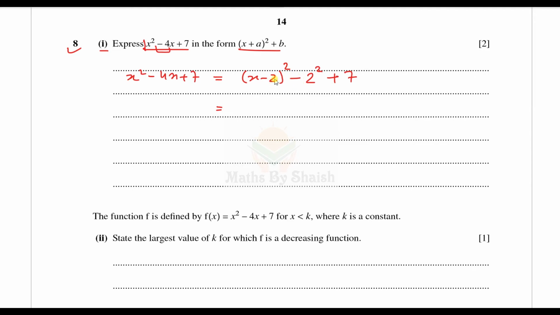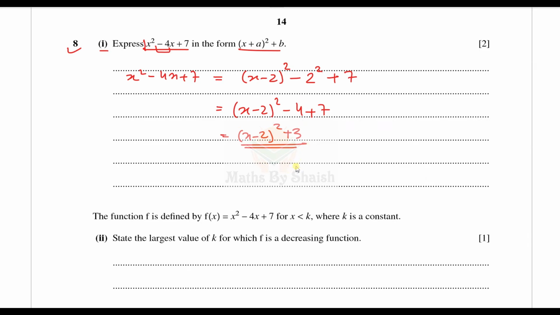So it is going to be x minus 2 whole square minus 4 plus 7, and hence it is x minus 2 whole square plus 3. So this is the formula. This is expressed in this form, so we can relate a is minus 2 and b is equal to 3, which is not required to write. So it is the final answer.